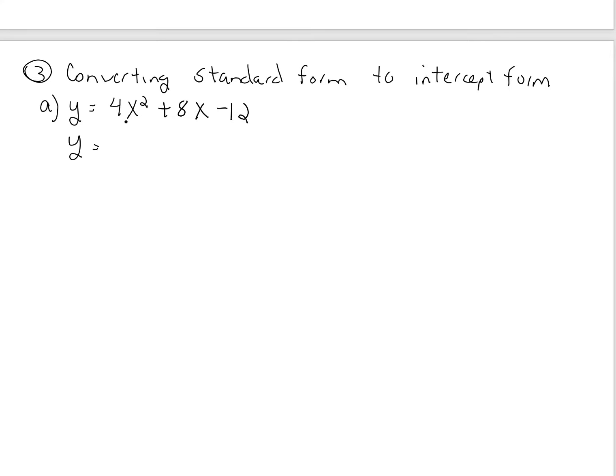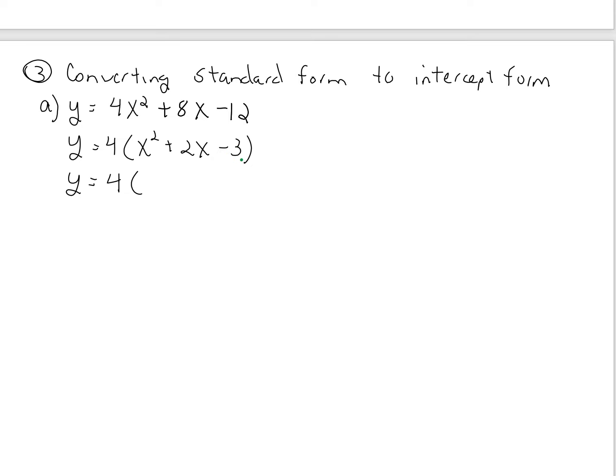So first thing I'm going to look at is I have a GCF. So I want to factor out that GCF of 4. And that leaves me with x squared plus 2x minus 3. Now that I've factored out my GCF of 4, I'm going to look at these parentheses here and see if I can factor this down.